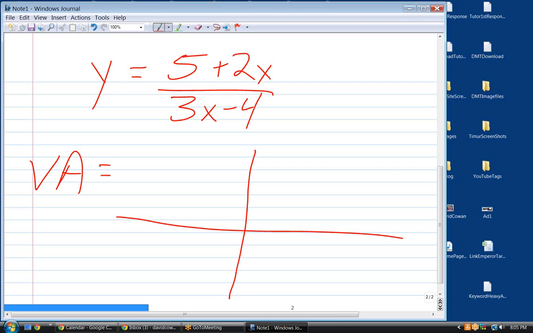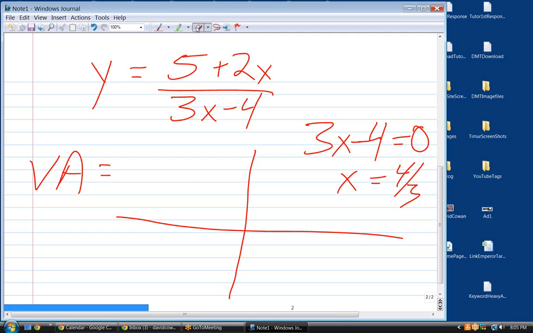With 3, I don't. Well, this equation? Yeah. In other words, what you do is take the denominator and set it equal to 0 and solve it. Oh, okay. So x equals 4/3 is the vertical asymptote.